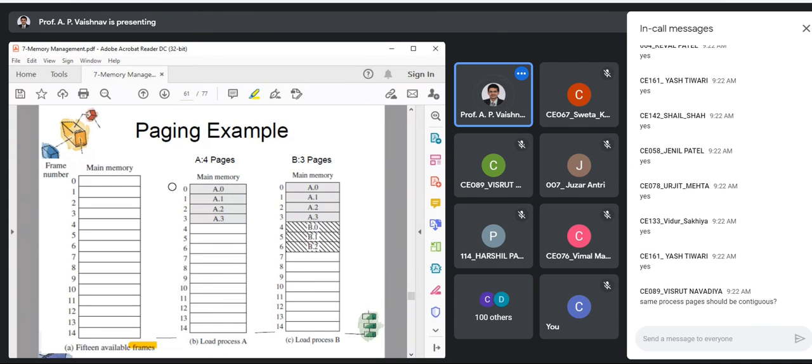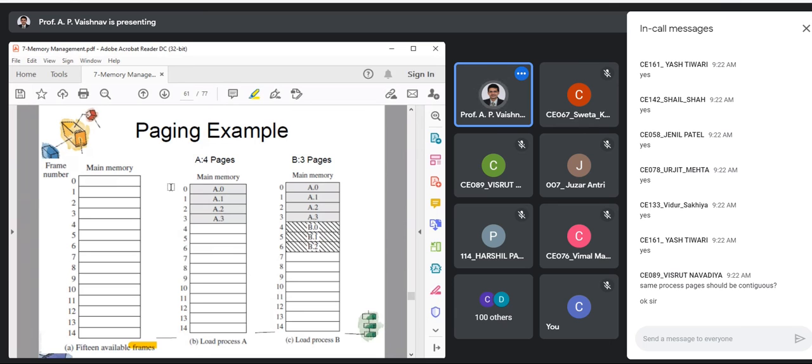Okay. Now, same process pages should be contiguous? No, not necessary. I'll be covering that example. Not necessary. That is the advantage of paging. See, now we are loading B with 3 pages. So still I'm going in sequential manner because the addresses are available.